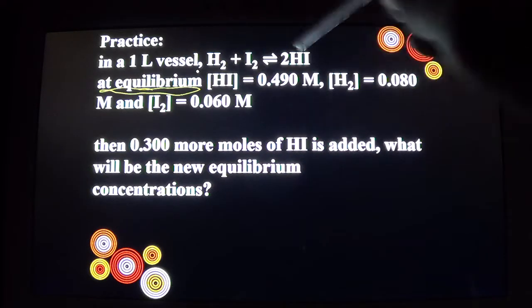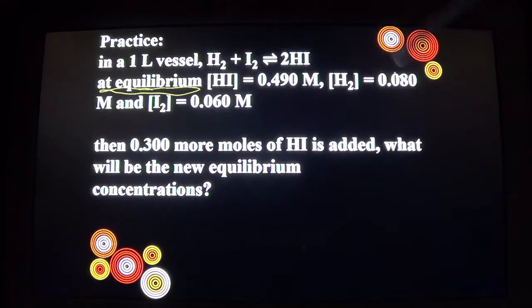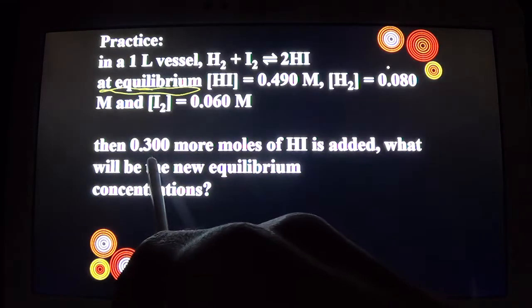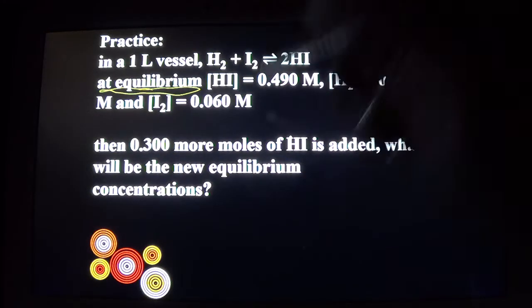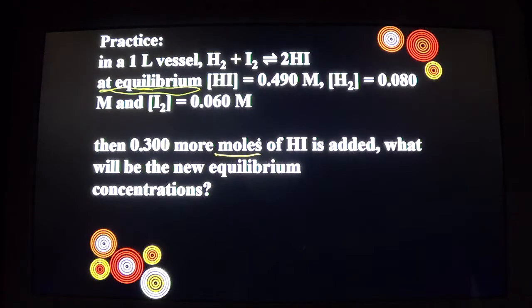Now after this reaction has reached these numbers and it's sitting at equilibrium, someone comes along and spills in 0.30 more moles of HI. Now check out, we'll come back to this, but that's moles, that's not molarity. So we want to know what the new equilibrium concentrations will be. When it gets back to equilibrium, what are the new concentrations?